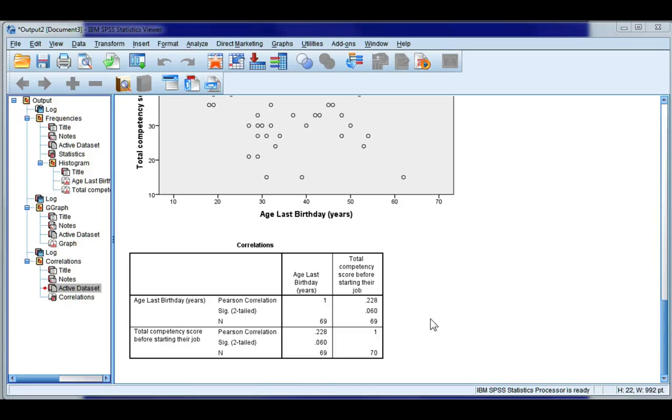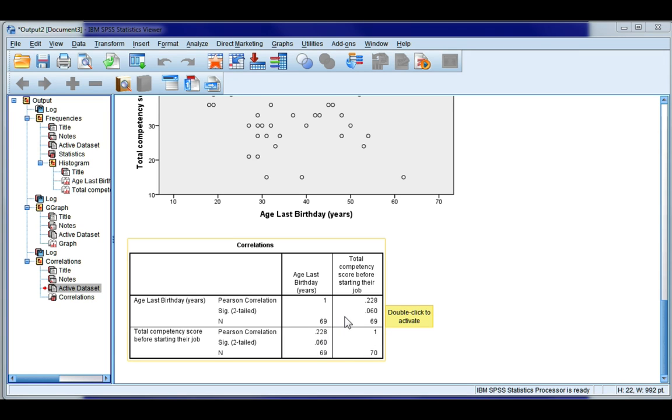Let's have a look at the results of our Pearson's R correlation from SPSS. You can see here in our table, I've got ones across the diagonal, and that will always happen because it's a variable correlated with itself. So age correlated with age will always be perfectly positive, and the same thing here, competency correlated with itself. So we never report these, we're just going to leave them alone.